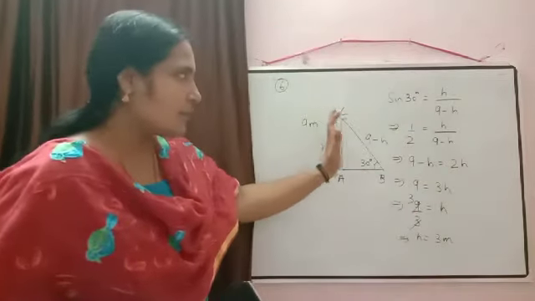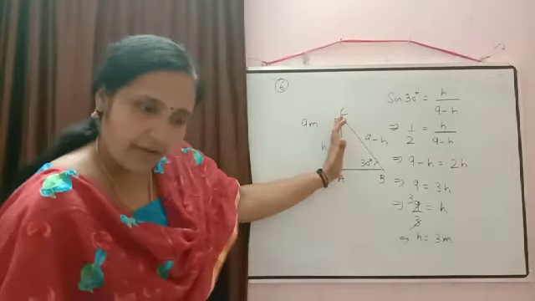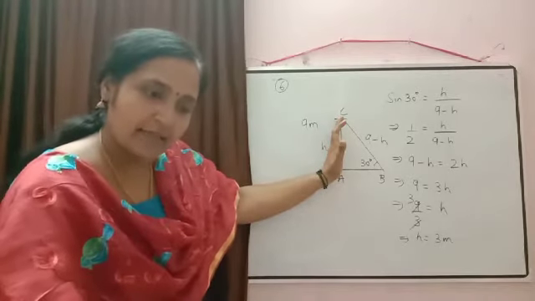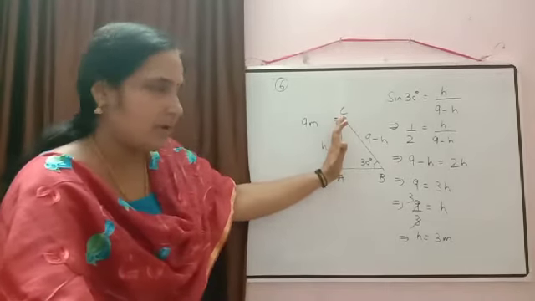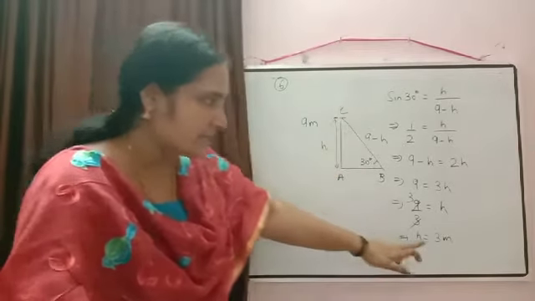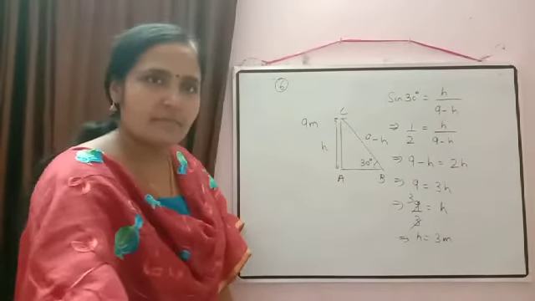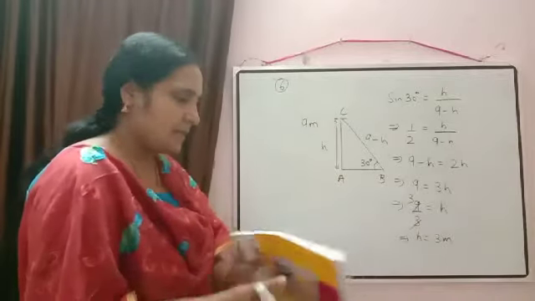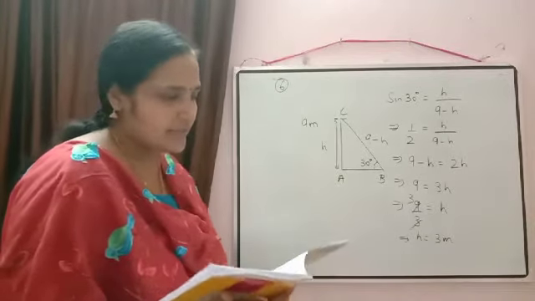So it is broken from where? Find the height at which the post is broken. So just write down there the height is 3 meter. Clear? Okay. Now next question you can check there.